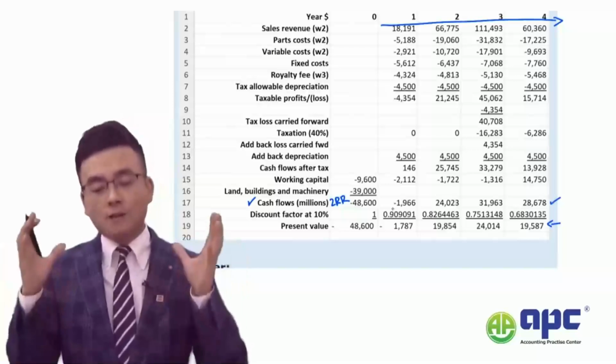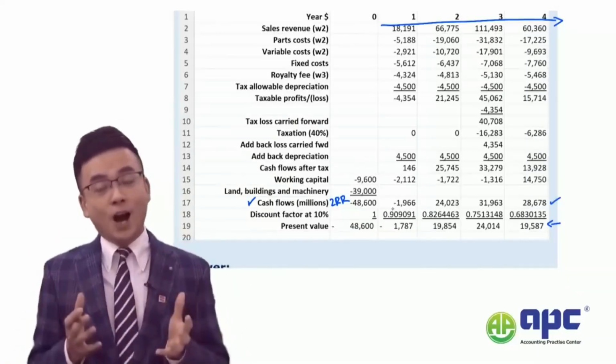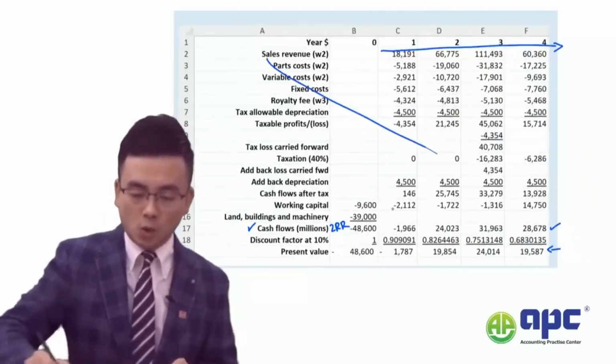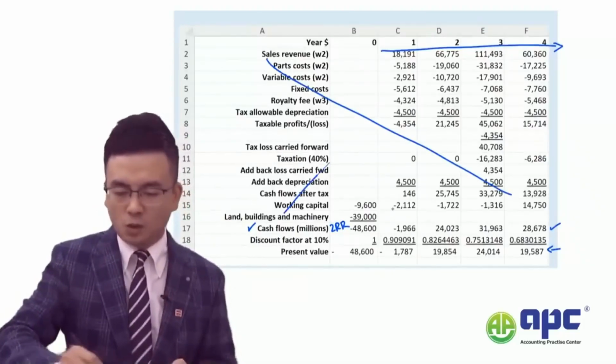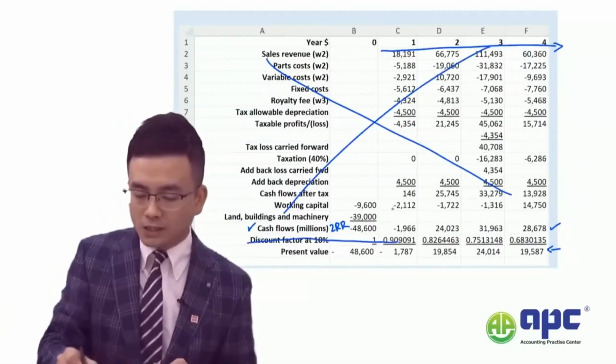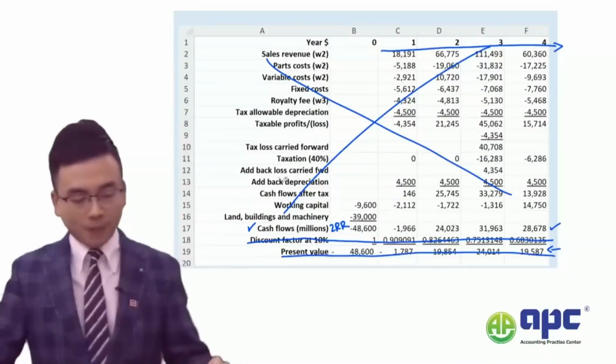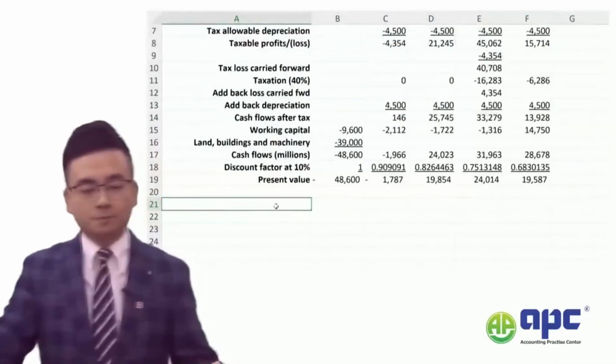So if you are required to calculate the IRR and MIRR in the exam, you can completely ignore all these bits and pieces of nonsense. You only focus on the cash flows there. Now, I'll put them into the Excel.